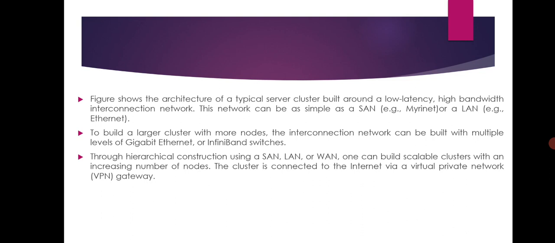To build a large cluster with more nodes, the interconnection network can be built with multiple levels of gigabit Ethernet or InfiniBand switches. Through the hierarchical construction using a SAN, LAN or WAN, one can build scalable clusters with an increasing number of nodes. The cluster is connected to the internet via a private network which may be virtual, which is used as VPN gateway.